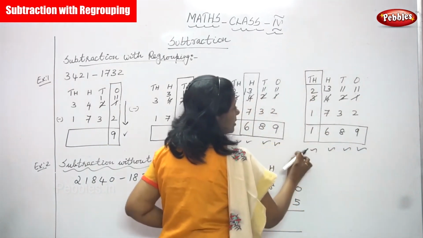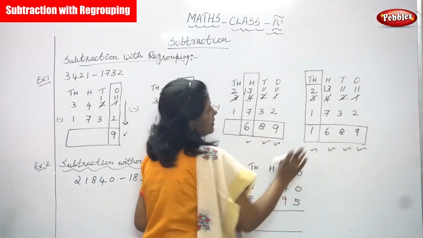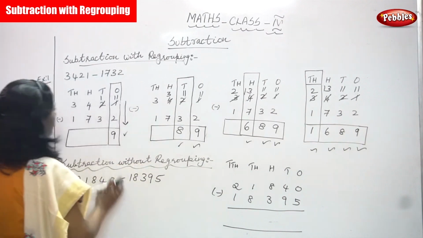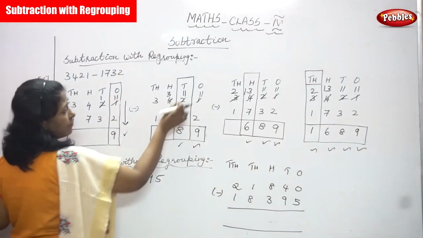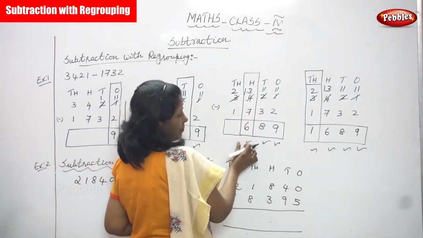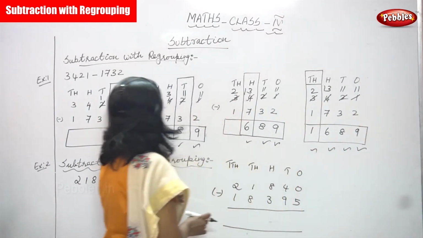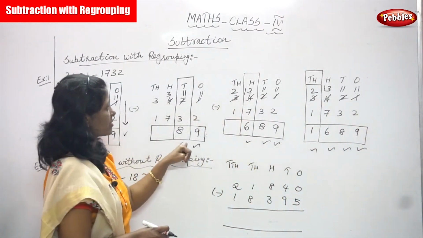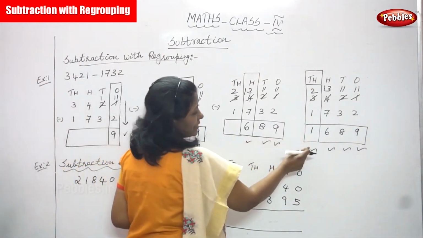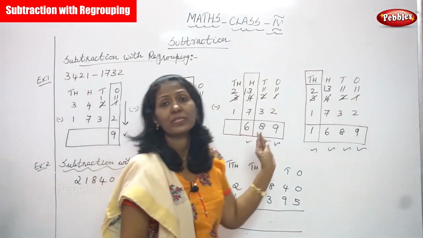So I concentrated on all the place values. The final answer is 1689. This is the right answer for the question. First you have to concentrate on the ones place, then the tens place, then the 100 place, and finally the 1000 place. So this is subtraction with regrouping.